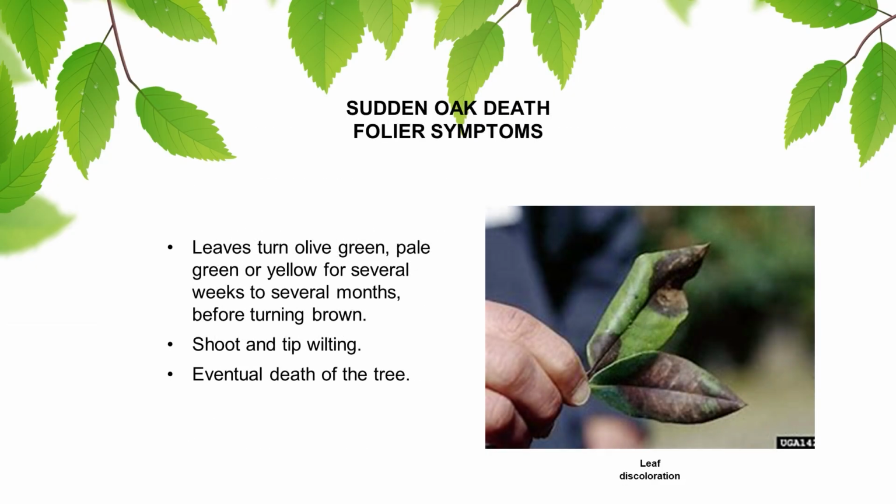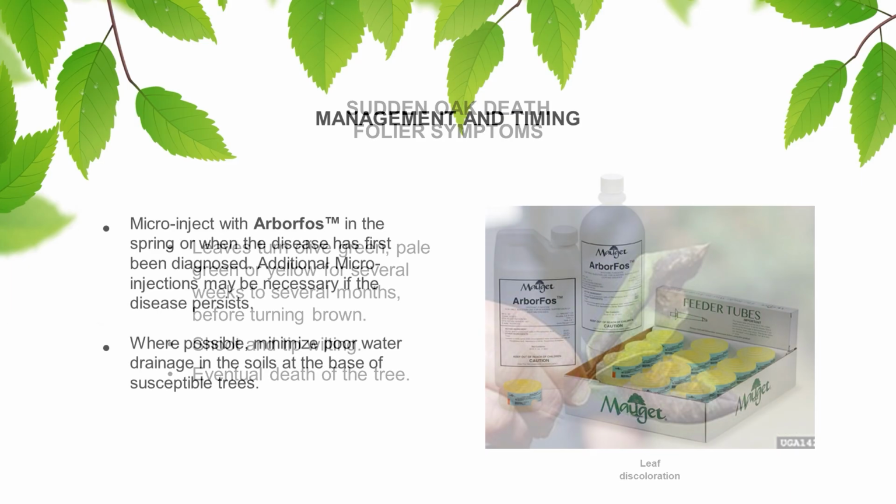Sudden oak death foliar symptoms. Leaves turn olive green, pale green, or yellow over a period of several weeks to several months before eventually turning brown. Shoot and tip wilting may also occur. Without an effective management program, death to the tree is highly likely to occur.